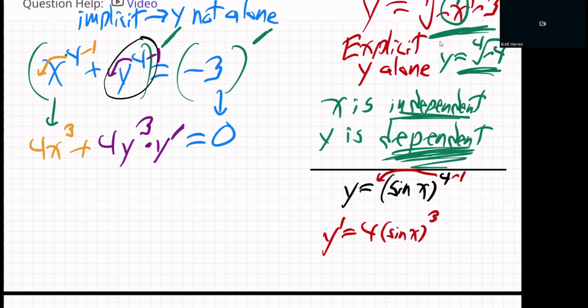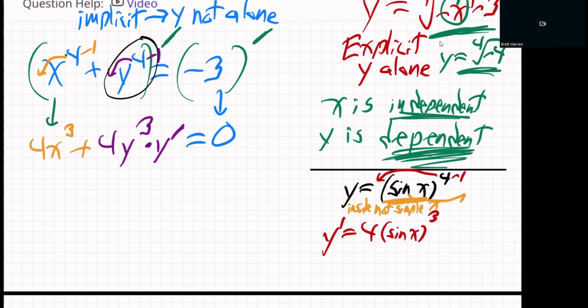But that's not all. I hope you know that's not all. Why not? Because the inside is not a simple x, right? The inside is not a simple x. It's a sine of x.